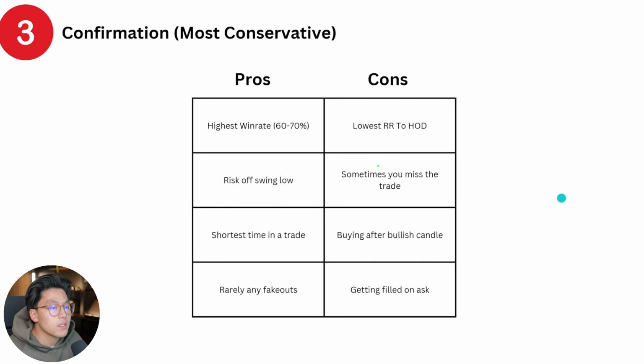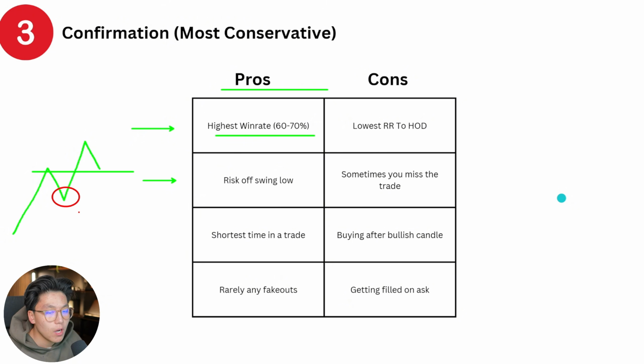So let's take a look at some of the pros and cons. So what are some of the pros when it comes to waiting for confirmation and the most conservative? The pro is the highest win rate. When you wait for confirmation, you usually have around a 60 to 70% win rate towards high of day, right? It gives you that nice win rate, especially if you're going to hit that first target, which is high of day. Another pro is you're risking off that swing low.